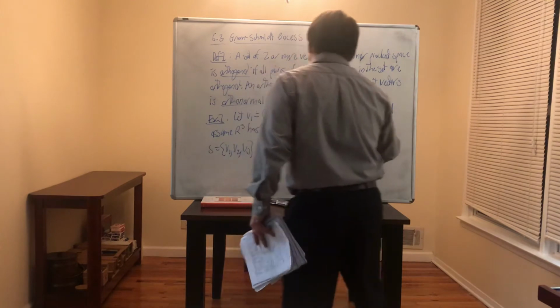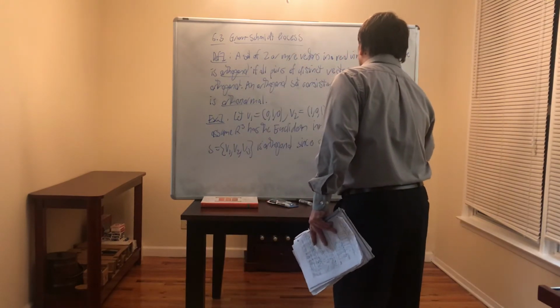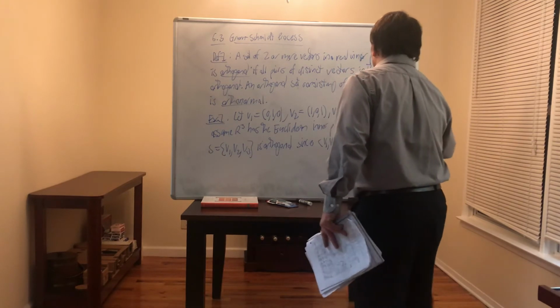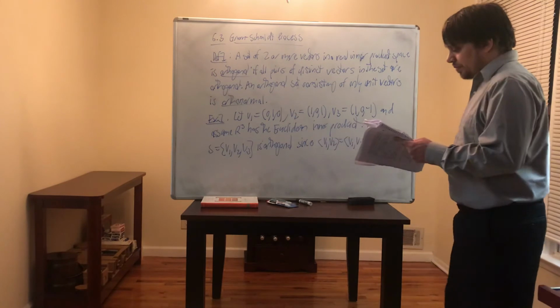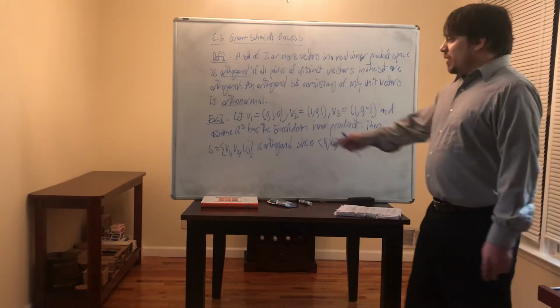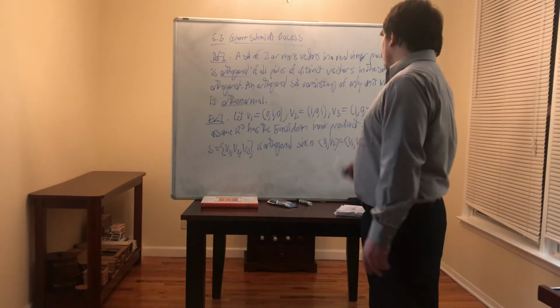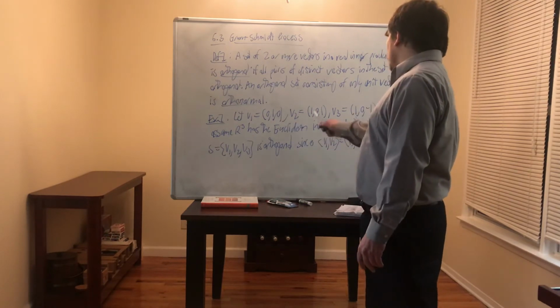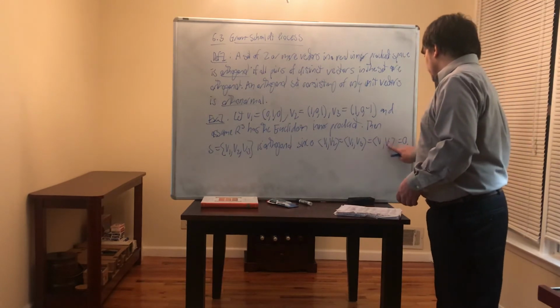Since the inner product of v1 with v2 is equal to the inner product of v1 with v3, which is equal to the inner product of v2 with v3, which is equal to 0. Basically, if you take the inner product of this vector with that vector, you get 0. If you take the inner product of this vector with that one, you get 0. If you take the inner product of this vector and this vector, you get 0. That's v2 and v3.